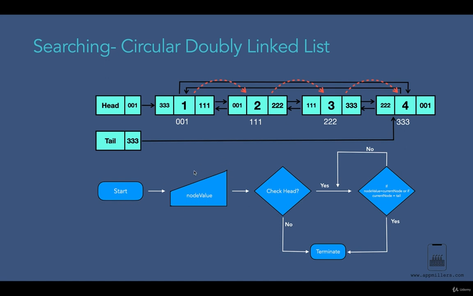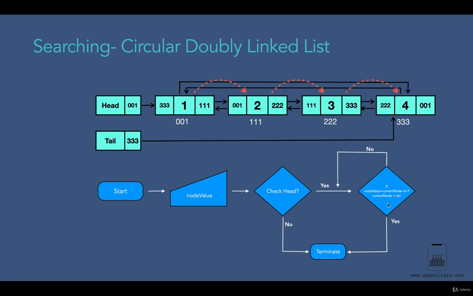Now the algorithm of this search operation will be like this. Our algorithm starts with the node value, so it's going to take a node value. This is the value that we are searching for in CircularDoublyLinkedList. Then the next thing that we are going to do is check if head exists or not. If head is equal to null, it means that our CircularDoublyLinkedList does not exist. So we can stop here and return a message saying that the CircularDoublyLinkedList does not exist. Otherwise, we are going to continue to the first node.